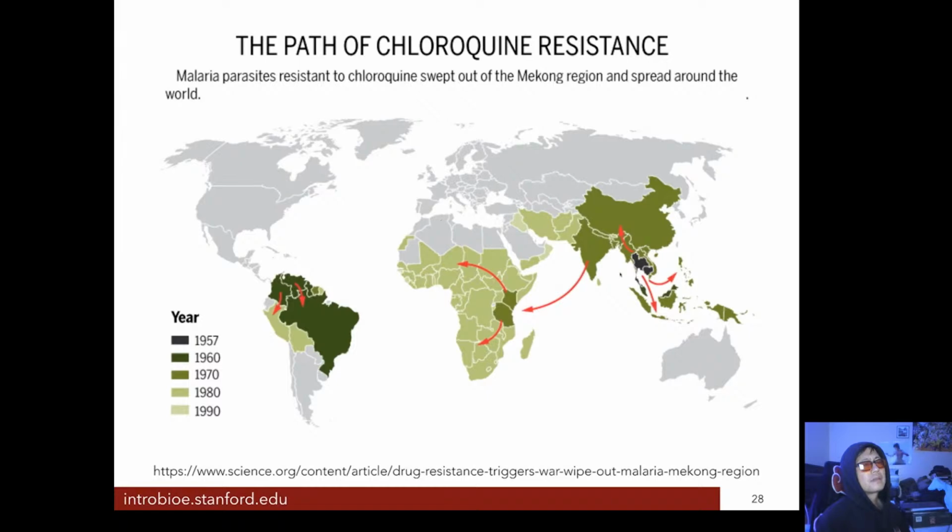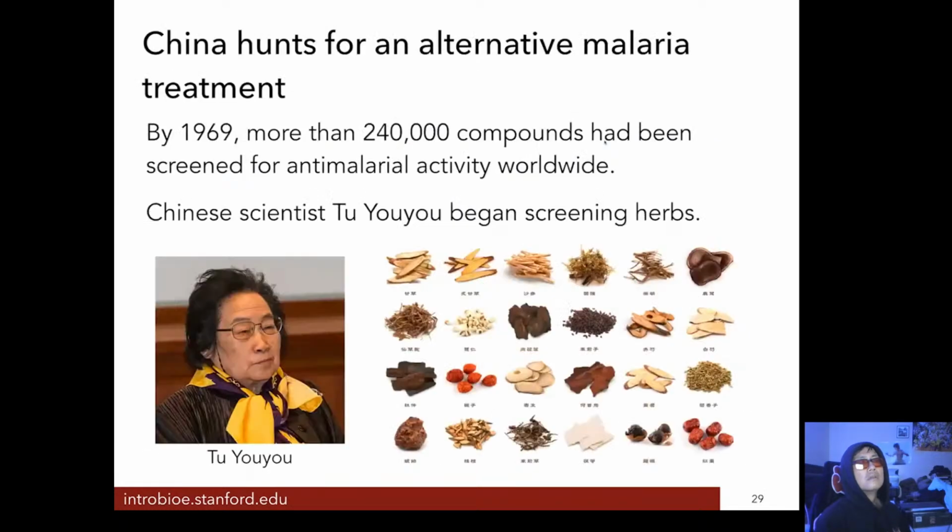And one of the places where this was very important was in China, where there was a large population of chloroquine-resistant Plasmodium falciparum, where there was a lot of malaria that could not be killed with chloroquine. And so the Chinese government instructs scientists to start to hunt for an alternative for malaria treatment. And, by 1969, there are more than 240,000 compounds that have been screened for anti-malarial activity worldwide. And they haven't found stuff that's better than chloroquine and quinine.